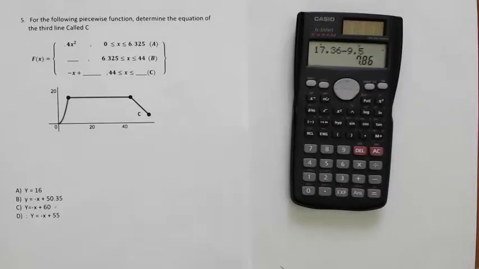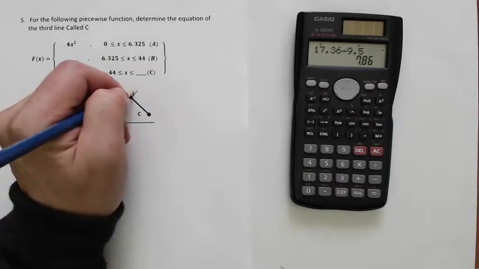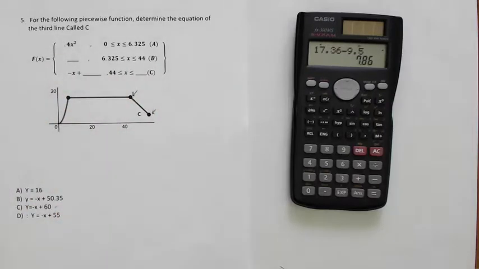We're looking at the fifth and final piecewise function here. For the following piecewise function, determine the equation of the third line, the one that I've identified as C. So I want the equation of that line, which means I need 2 points, right? Once I have the 2 points, y equals ax plus b, and easy stuff. But I've got nothing, so I've got to start to look at what I do have.